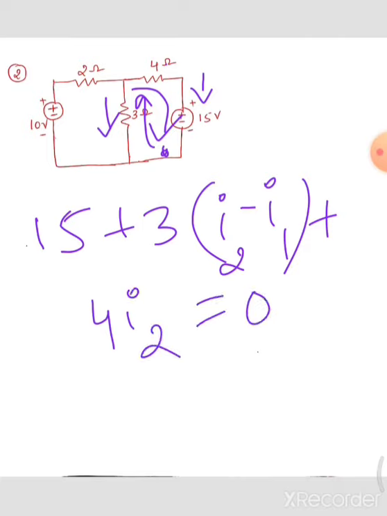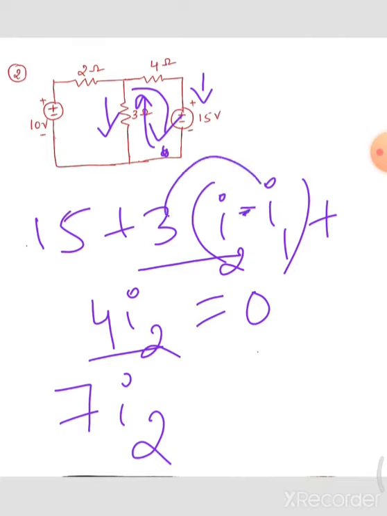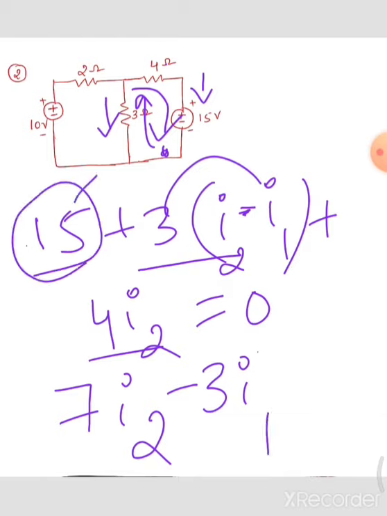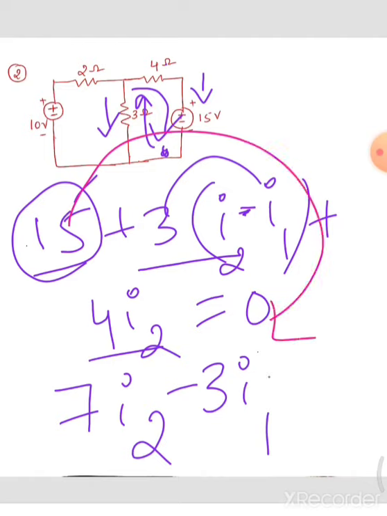Let's simplify this. 3i2 plus 4i2, how much is it? 7i2. Okay, and then there is a minus sign, 3 minus i1, so it is minus 3i1, and then plus 15. You have to send it to the side after the equal sign. When you have sent this, it will be equal to minus 15. Let's call this equation number 2.